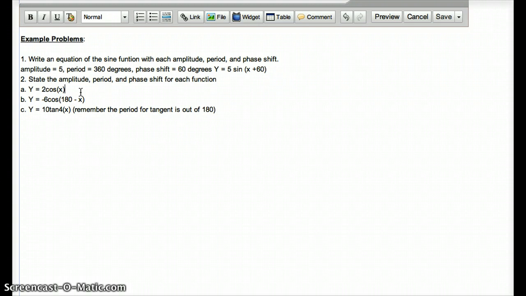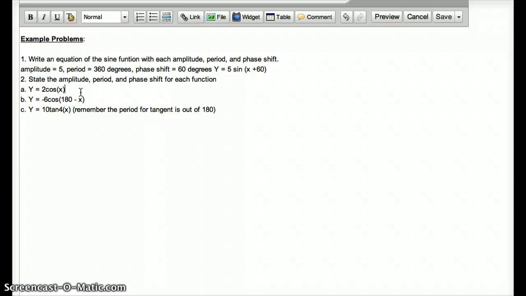For the next one, I have written out: state the amplitude, period, and phase shift of each function. So this time I gave you the functions, and you'd have to state the amplitude, the period, and the phase shift for me in each example problem. We have y equals 2 cosine of x. For the computer, I didn't really know how to put theta in, which is the big circle with the line through it, but x just represents the degree. Don't freak out too much about that.